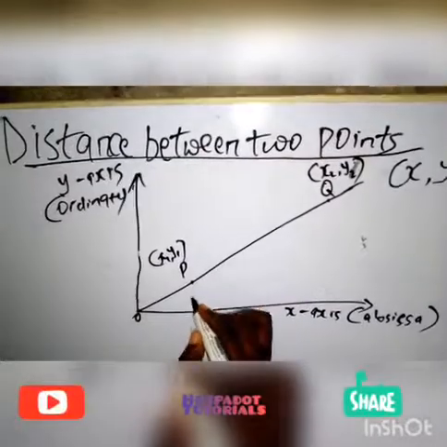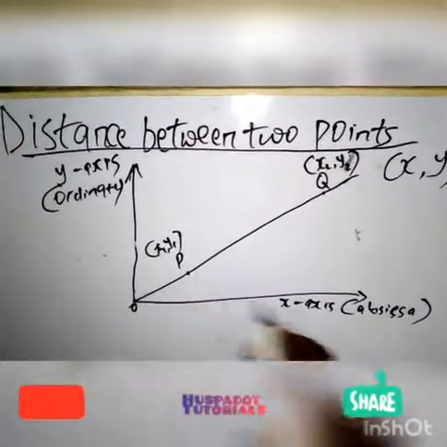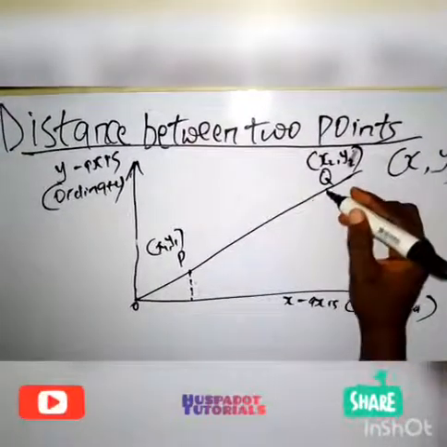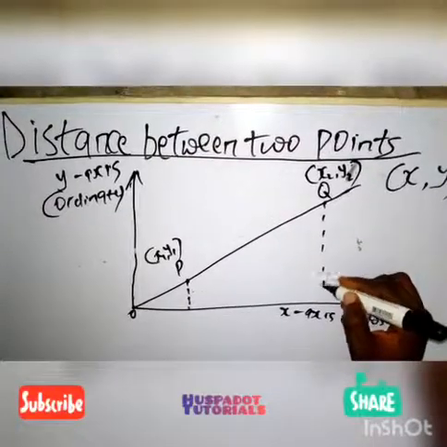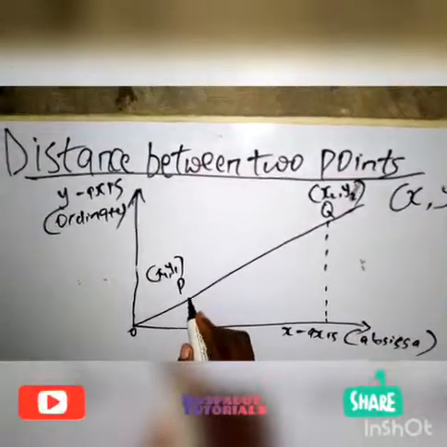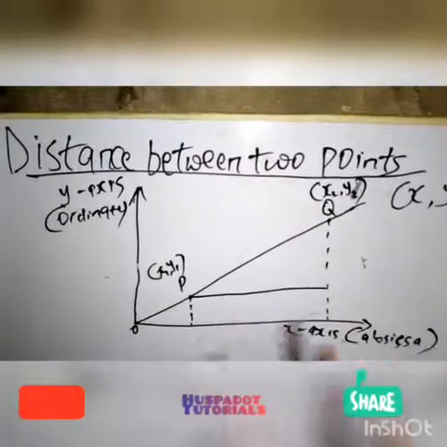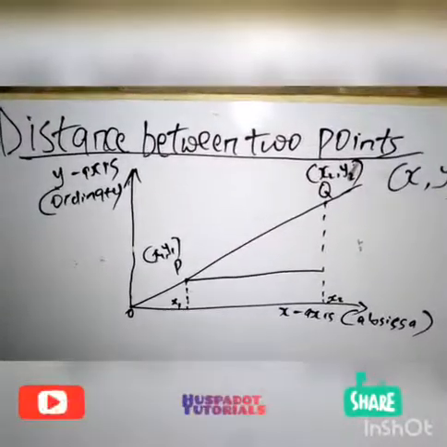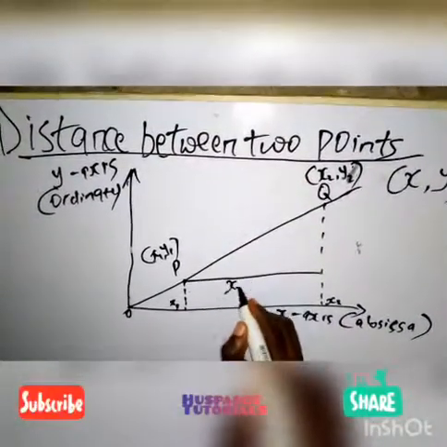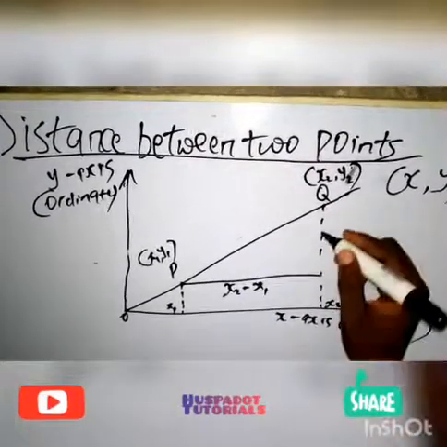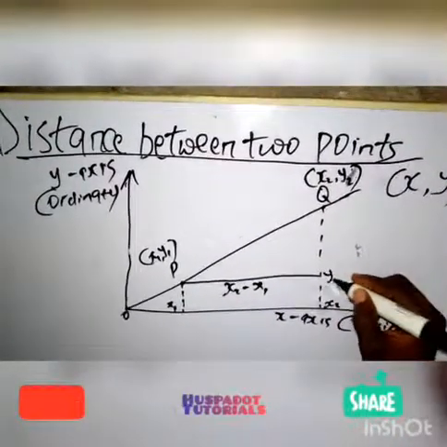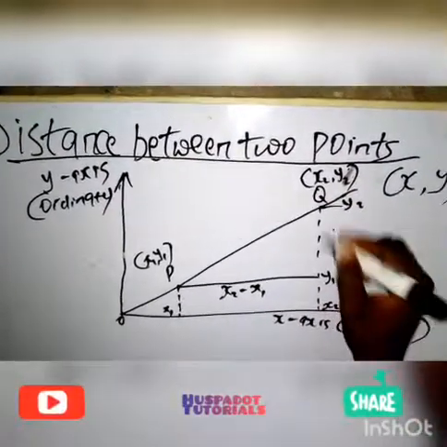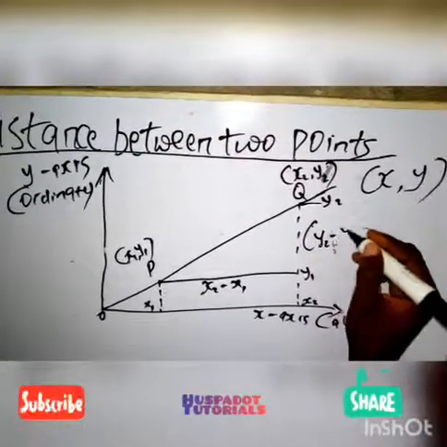So the distance from the x-axis is drawn, then the distance from the x-axis of Q also is drawn, then we can now trace the distance between the two, here being our x2, then here is x1. So the distance between these two is actually x2 minus x1, and here is y1, this point is y2, so the distance between the two is y2 minus y1.